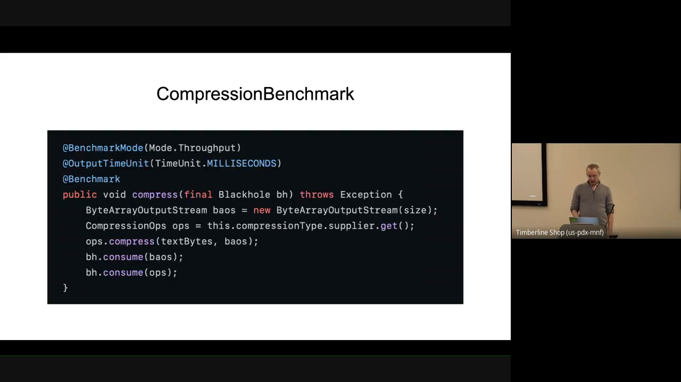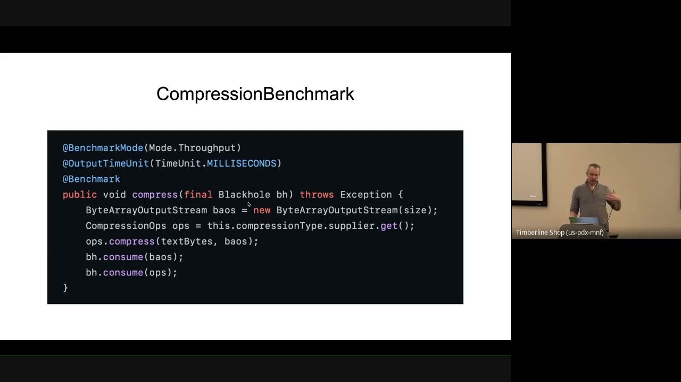So basically, this is the benchmark. I set benchmark mode to throughput because I want to know how many times I can run this compression per unit of time. This is more or less what it does.